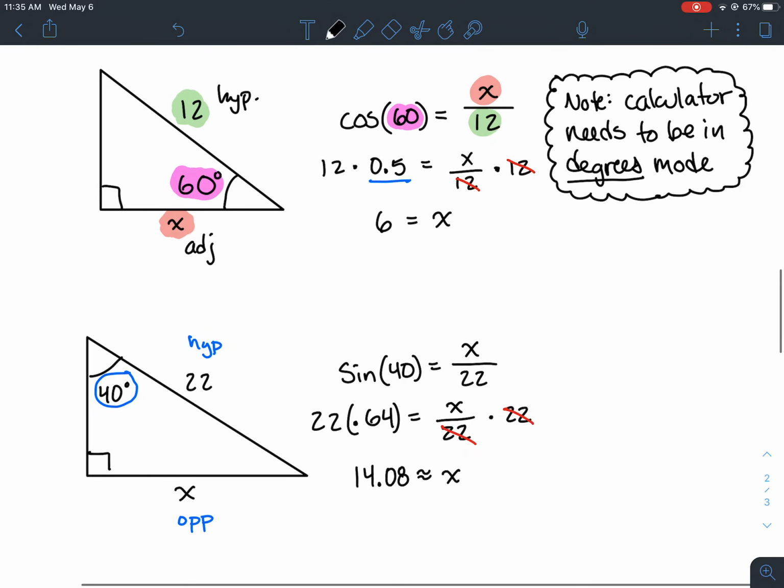Again, very important that your calculator needs to be in degrees. If you didn't get that 0.64, that means you're in radians, so make sure you switch that, because every time you do sine of 40, you're going to get 0.642, blah, blah, blah. That rounds to 0.64.